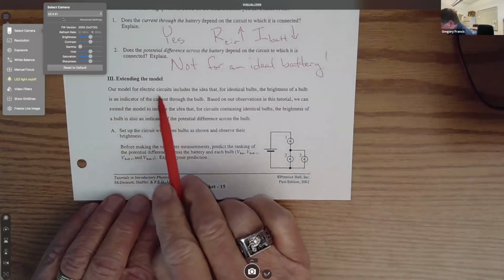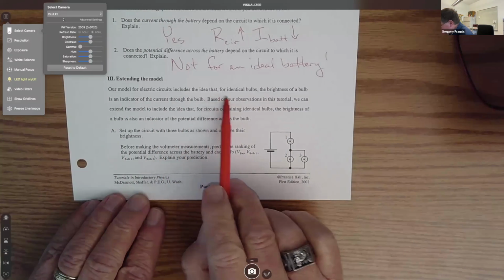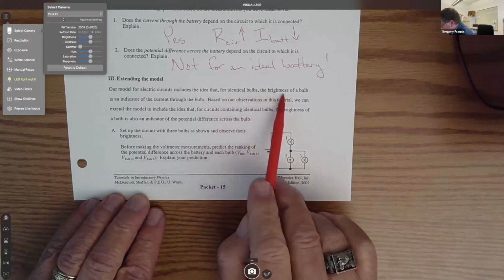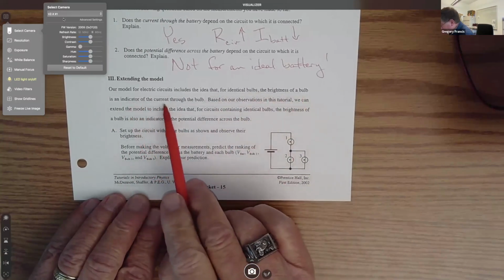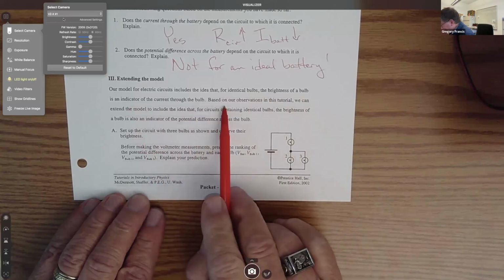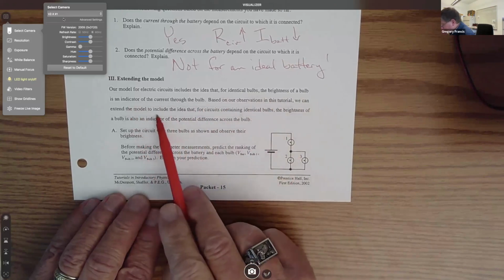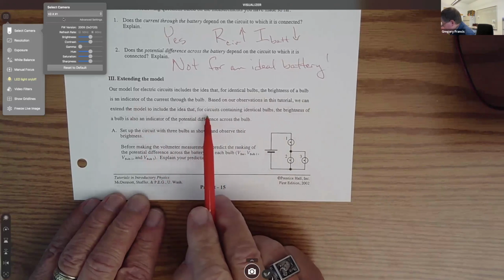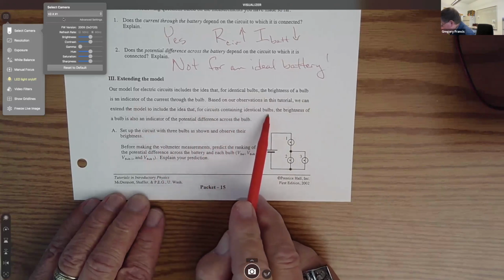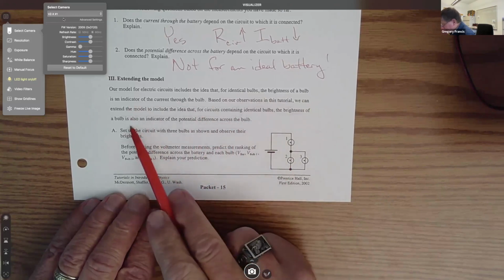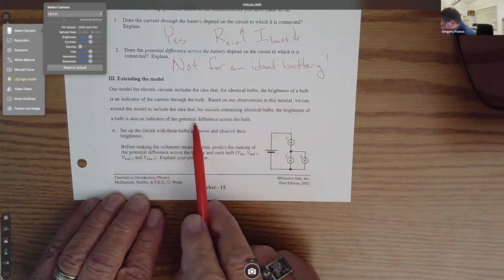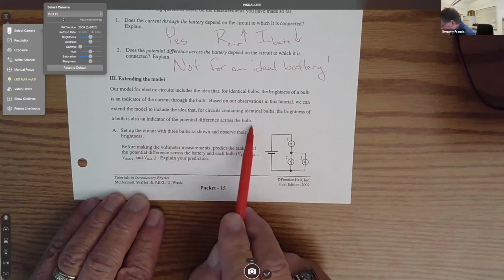Our model for electric circuits includes the idea that for ideal bulbs, the brightness of a bulb is an indicator of the current through the bulb. Based on our observations in this tutorial, we can extend the model to include the idea that for circuits containing identical bulbs, the brightness of a bulb is also an indicator of the voltage difference across the bulb.